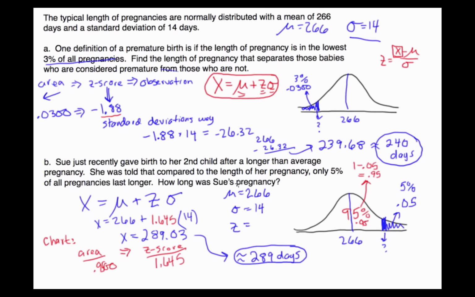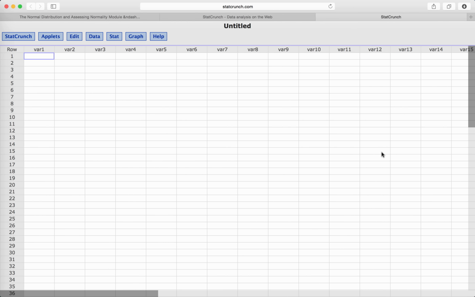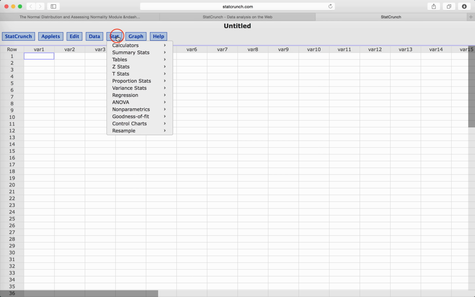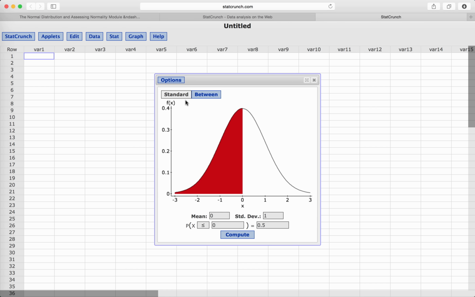StatCrunch can solve these problems for us. So let's take this screen off. We'll bring in StatCrunch, and what we want to be able to do is to calculate the area. The menu is still the same. It's under Stat, Calculator, and then Normal.